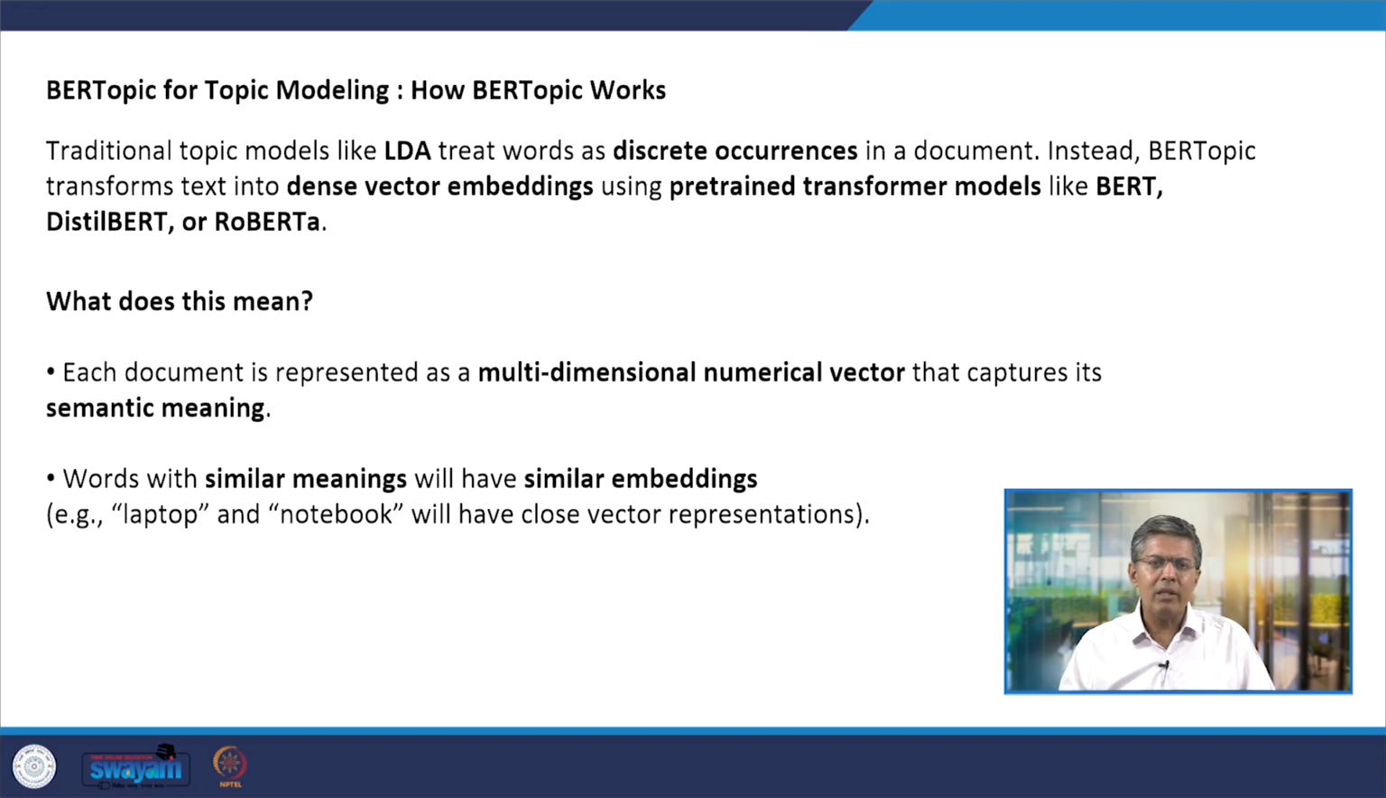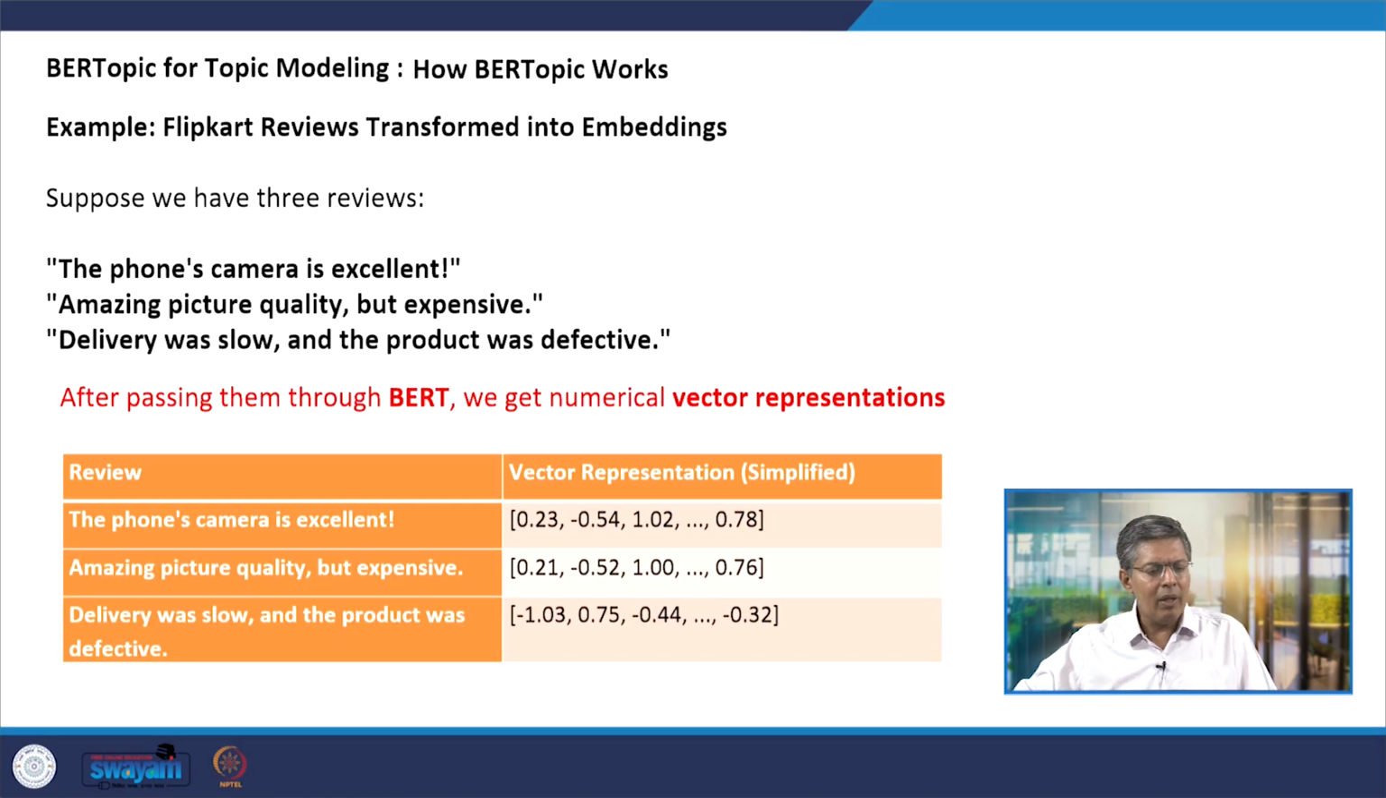Each document is represented as a multi-dimensional numerical vector. That is the main thing that BERT does. A text is converted because the machine will not understand the text. It is converted to a numerical vector that captures its semantic meaning. Words with similar meanings will have similar embeddings. So, laptop and notebook will have closer vector representations. You must have seen when earlier also we discussed BERT, it creates a vector, and the vectors which are close in value are the words which are similar in nature.